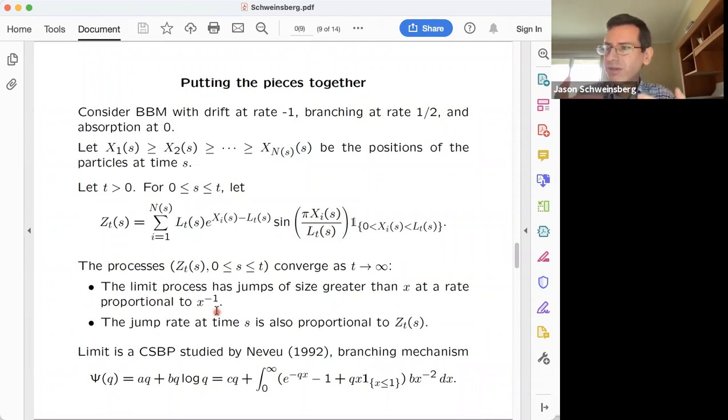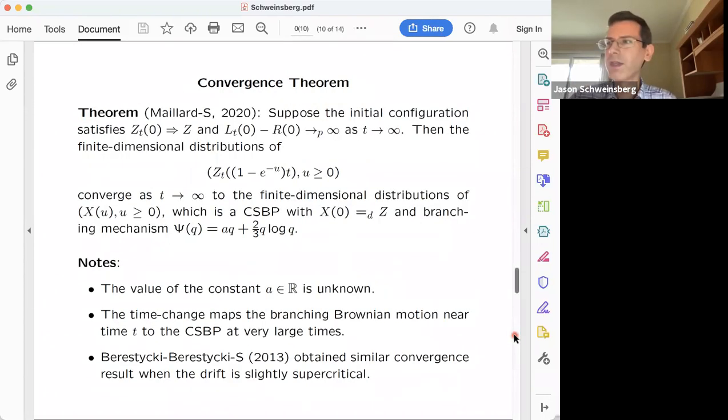Also, the jump rate is proportional to the likelihood that a particle reaches the right boundary, which is proportional to the size of the process, zt(s). And combining these two observations, we see that the limit process should be a so-called continuous state branching process of the form studied by Neveu, where the branching mechanism is given by a times q plus b times q log q.